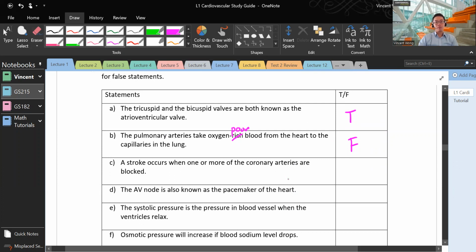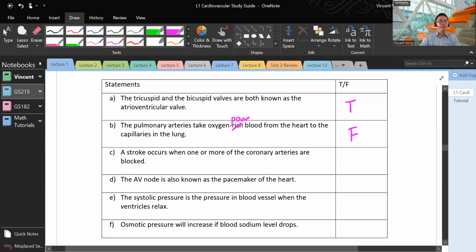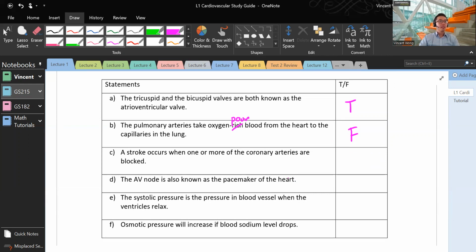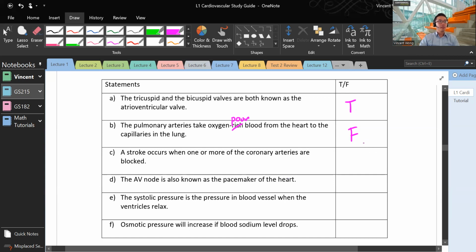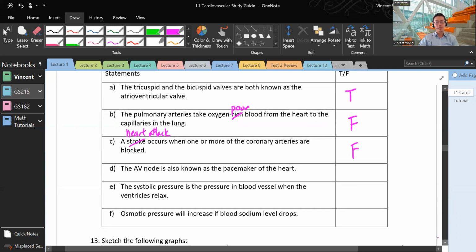Next one, a stroke occurs when one or more of the coronary arteries are blocked. This one people usually have trouble with. What do you think? True or false? Good. Okay, we have a mix of answers here. This is not true. If you have a coronary artery that's blocked, then you won't get a stroke. You will get a heart attack. A stroke occurs when one of the vessels in the head, in the brain, is blocked. It's the same thing. Something is blocked, but the location where the block occurs will determine the outcome, right?